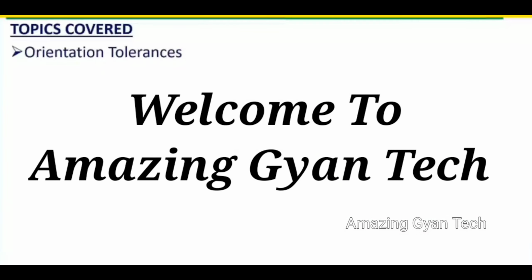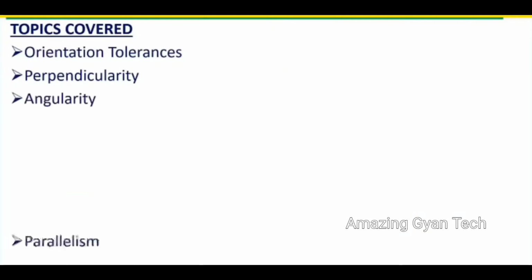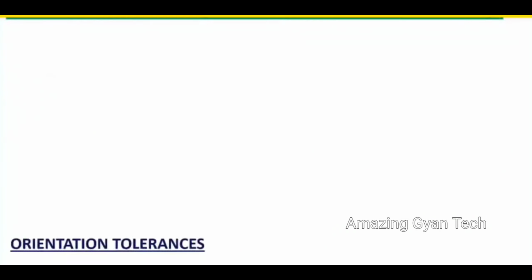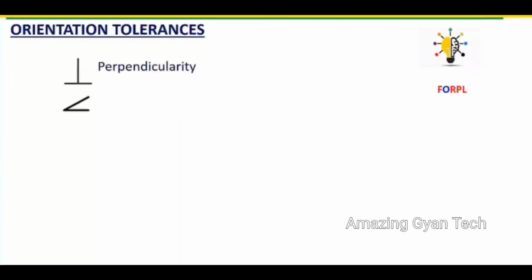Welcome to the session. In this session, we are going to cover the orientation tolerances. Under orientation tolerances, we have three geometric characteristics. They are perpendicularity, angularity, and parallelism. This is the second category of the tolerances, orientation.